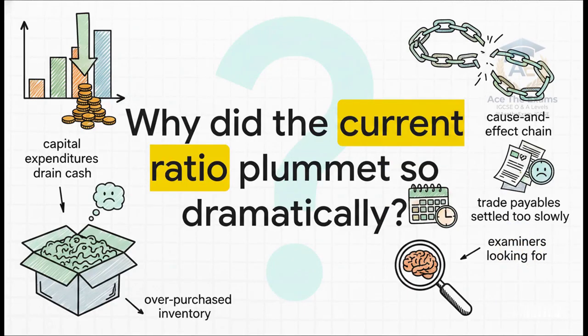Right. The crucial part is investigating the why. Why did the ratio fall? Did massive capital expenditures suddenly drain their cash reserves? Or are we maybe sitting on a mountain of overpurchased, unsold inventory? Or perhaps their trade payables are just being settled way too slowly. Exactly. Debating this exact cause and effect chain is exactly what examiners are desperately looking for in those extended response questions. You have to trace the real-world impact.